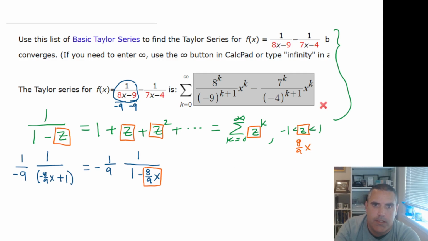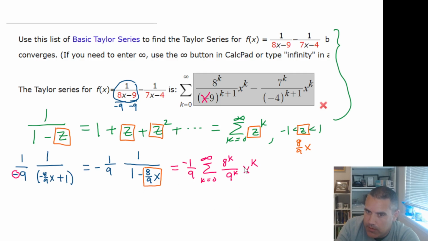Okay, so anyways, the series for this would be 1/9 the sum from k equals 0 to infinity, and then we're plugging in 8/9, so it's 8 to the k over 9 to the k. Then there is a negative out here from there, but there is not a negative in here. And then it's going to be x to the k. So that's the issue here. That would be part of my answer.